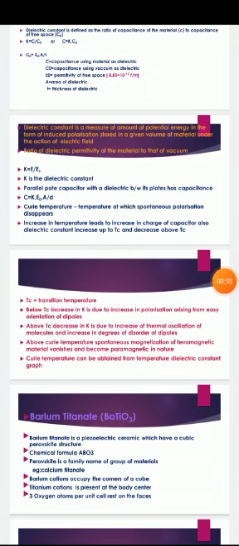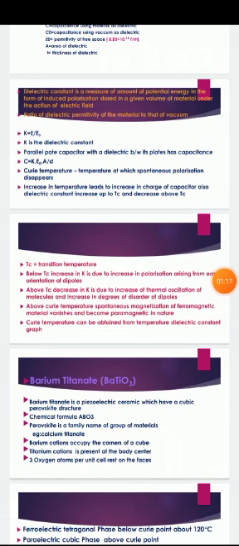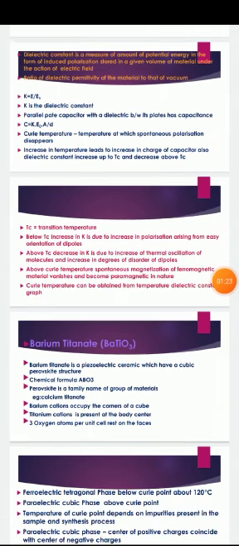Another definition for dielectric constant: it is a measure of the amount of potential energy, in the form of induced polarization, stored in a given volume of material under the action of an electric field. Also, we can say that it is the ratio of the dielectric permittivity of the material to that of vacuum. So, we can write K is equal to epsilon by epsilon 0, where K is the dielectric constant. A parallel plate capacitor with a dielectric between its plates has a capacitance C is equal to K epsilon 0 A by D. Now let us see what is Curie temperature.